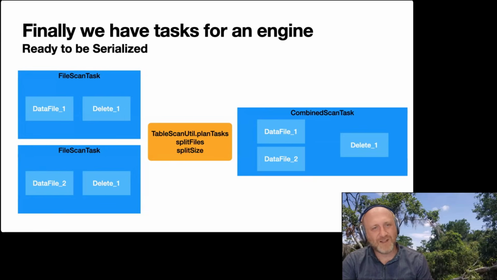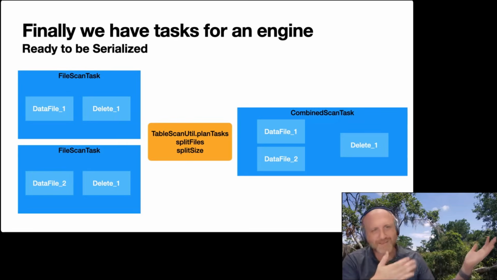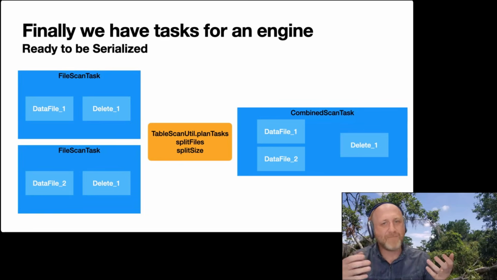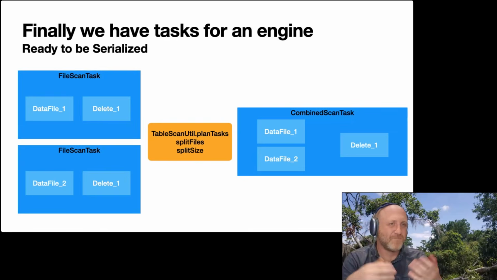All right, so once I have all of that, I then do one final step before I give my beautiful scan task back to the engine to actually do work. And that's, I have something called plan tasks, which is in table scan util, which is basically a way of saying I might have a defined split size. I only want to read a certain amount of data in a particular task at my engine level. And you can actually specify that to the Iceberg API. And when you do that, it will basically take multiple scan tasks and either split them up because they're too large, because the data file is too large, or combine them because the data files are too small and you want to read more data in a specific Spark task or something like that.